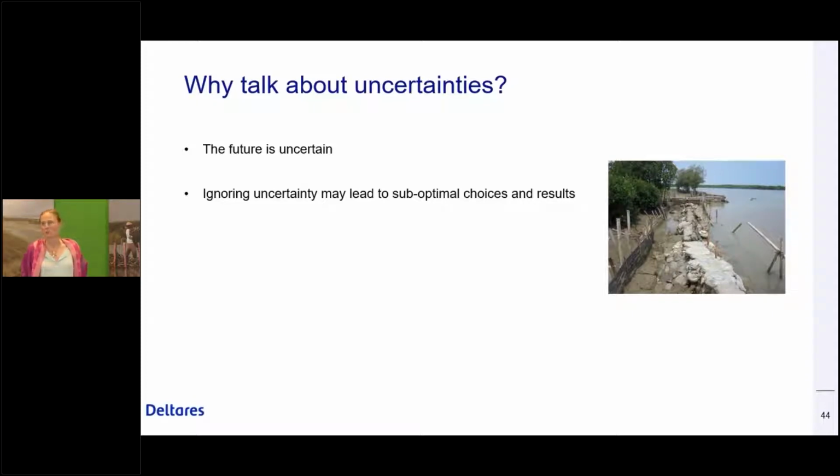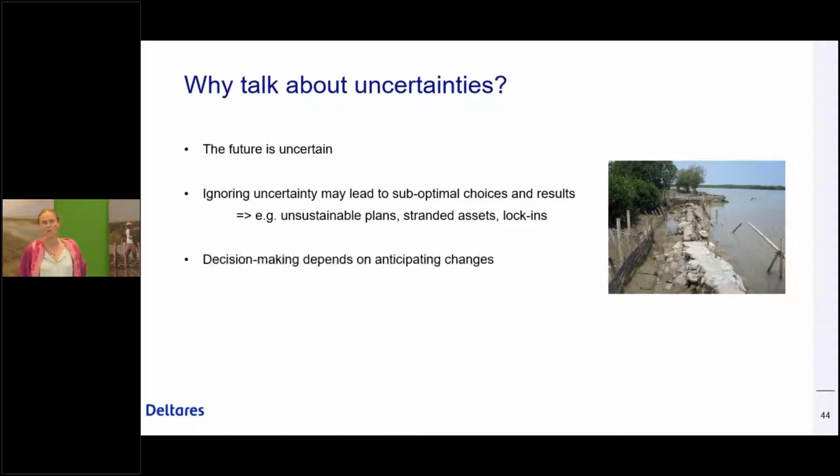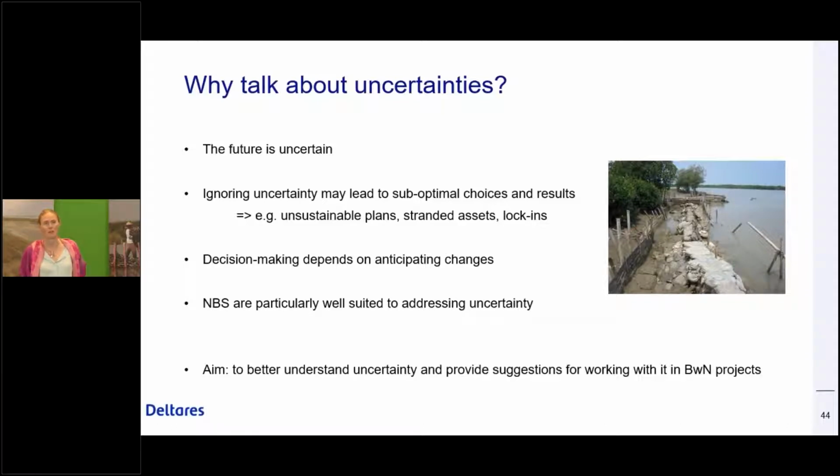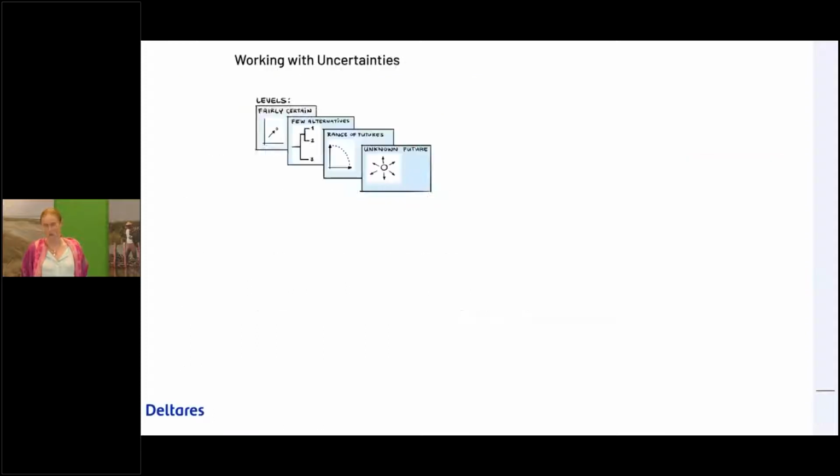Ignoring uncertainties may lead you to suboptimal choices and results. For example, a plan might not be as sustainable as it could be. It can lead to stranded assets or lock-ins. So when you're taking decisions, you have to anticipate that changes are going to happen in the future. And we're going to argue today that building with nature is a particularly well-suited means to addressing uncertainties in the future that you cannot foresee. So I want to explain a bit about what uncertainties actually are and how you can use them in talking about building with nature projects.